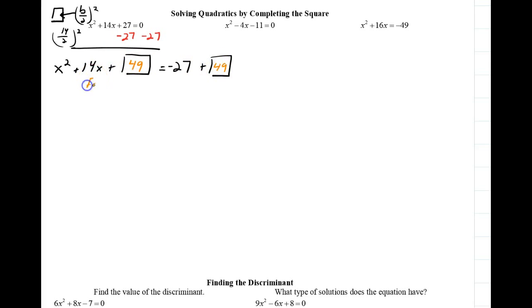So then we factor this. The whole reason we want this to be a perfect square is so that this becomes x plus 7 quantity squared. And so negative 27 and 49 gives us 22.